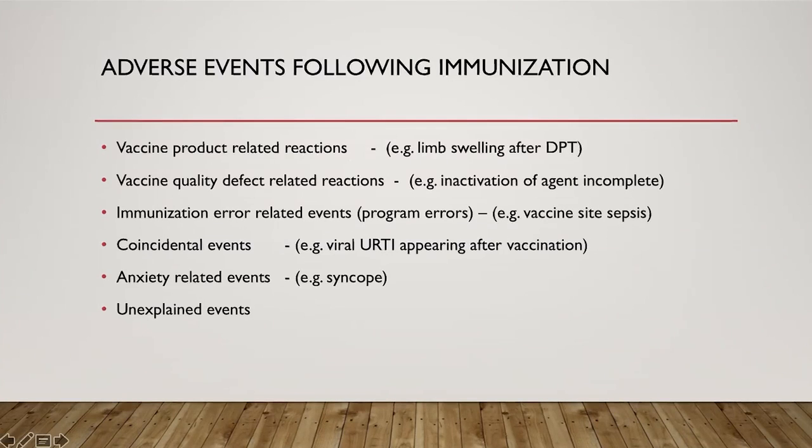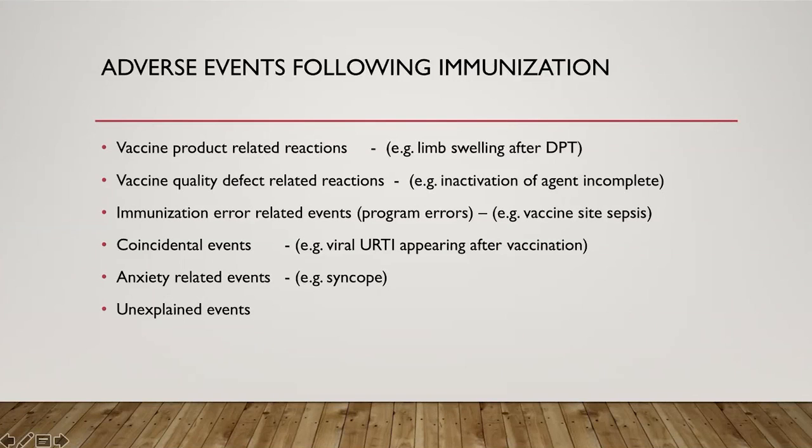First type is vaccine product related reaction. That means the reaction is directly related to the vaccine. A common example is limb swelling, which is seen after DPT vaccination. After DPT vaccination, a lot of children come with limb swelling, not cellulitis, purely swelling of the limb. And this is a direct vaccine related reaction.